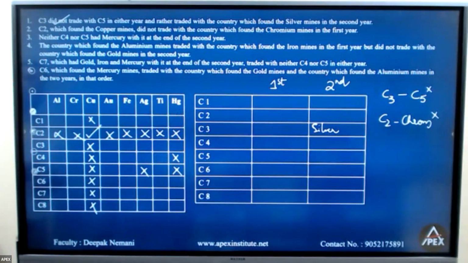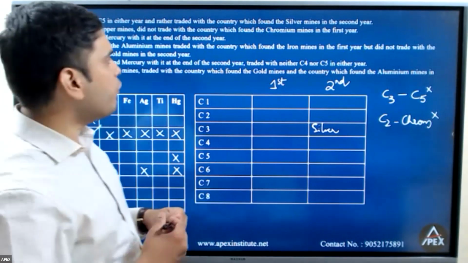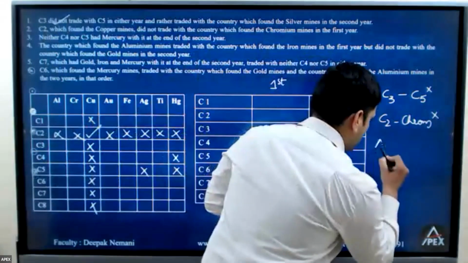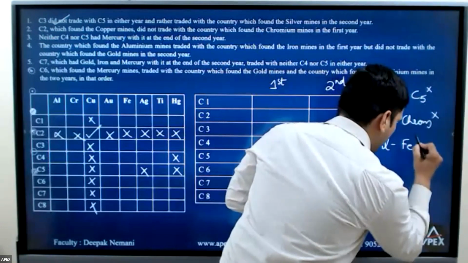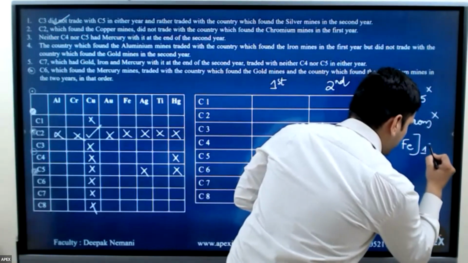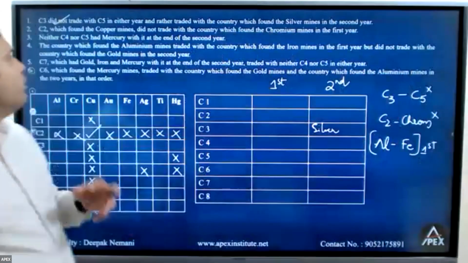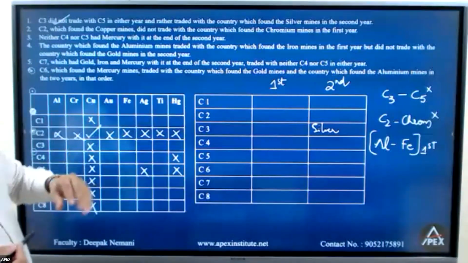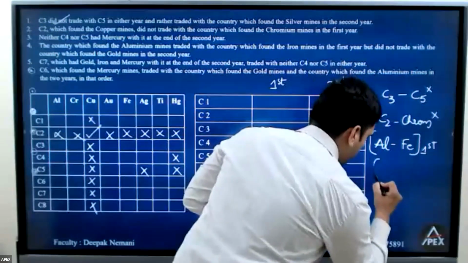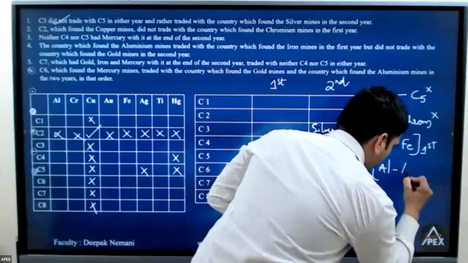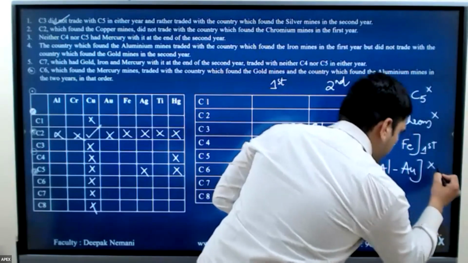Okay. Now the country which found aluminum mines traded with the country which found iron mines in the first year. So aluminum, iron, first year, but did not trade with the country which found gold mines in the second year. Okay. So that didn't happen.